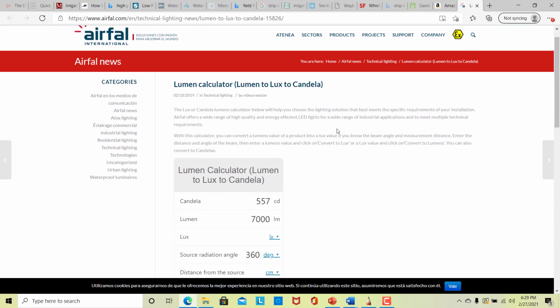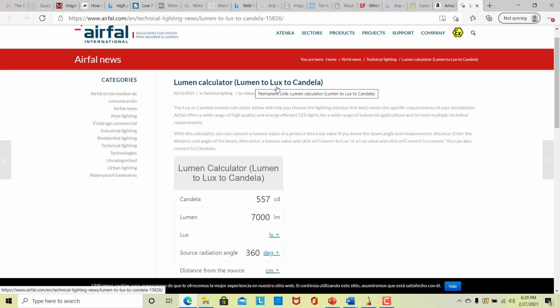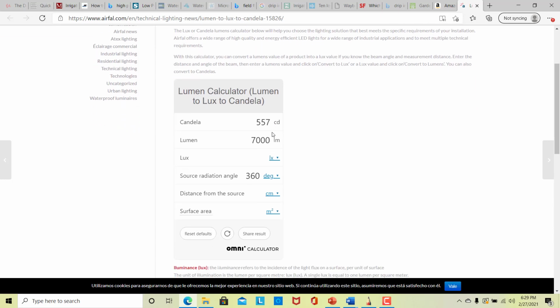Right, so here's the website. If you go to it, it'll pull up this. It's a lumen calculator, lumen to lux. So you'd go down right to here, and you would type in your 7,000 lumens. But then in order to get the lux value, which is this right here, you need more information. So you need the radiation angle, the beam angle that's coming down, which is why I included it there, and I think I said 60 degrees.